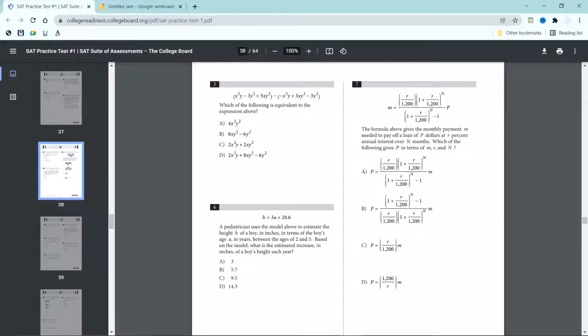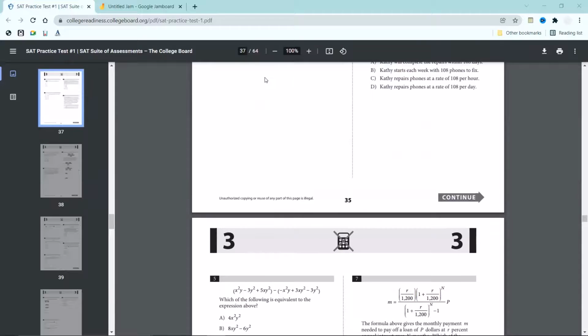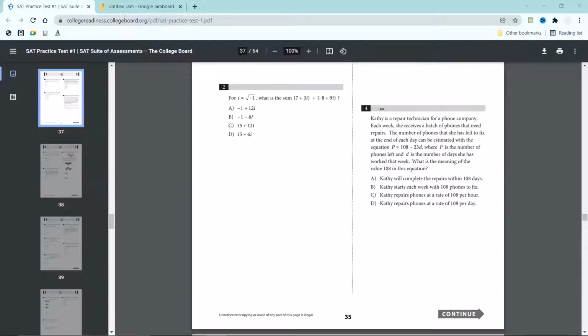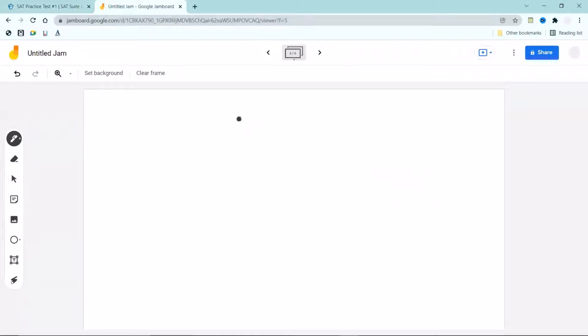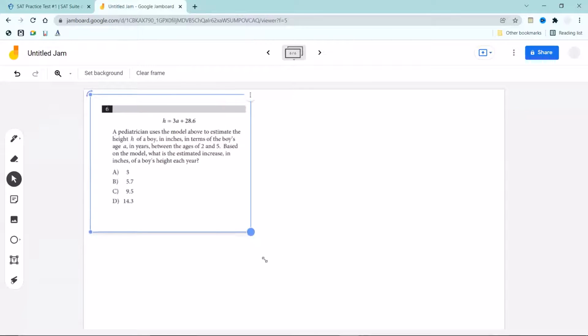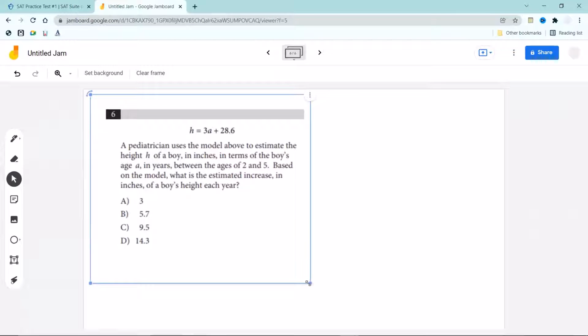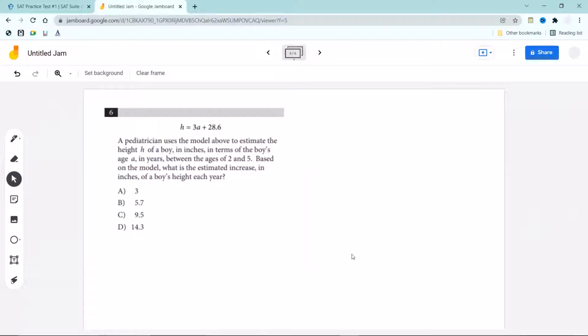Question 6 gives us an equation again, and again, similar to question 4, we have to sort of explain what certain parts of the equation mean. Okay, question 6. So it says, a pediatrician uses the model above to estimate the height given as h of a boy in terms of the boy's age, a in years. Age, of course, given as a, between the ages of 2 and 5, so it's constrained. It's not really important, but it is between the ages of 2 and 5.